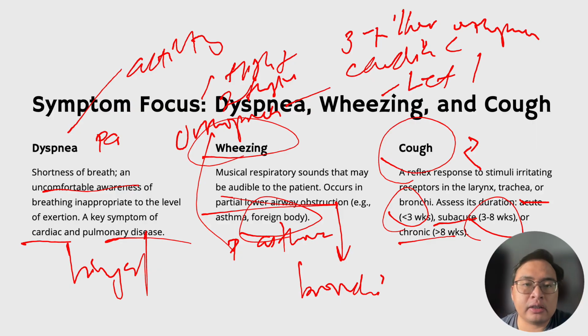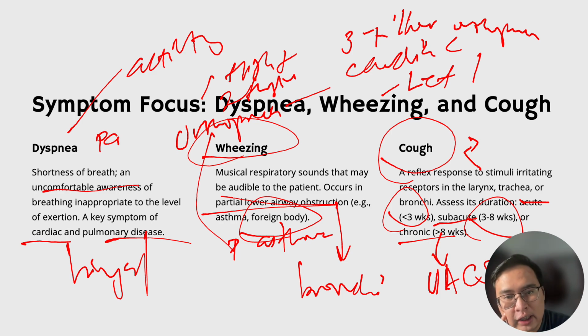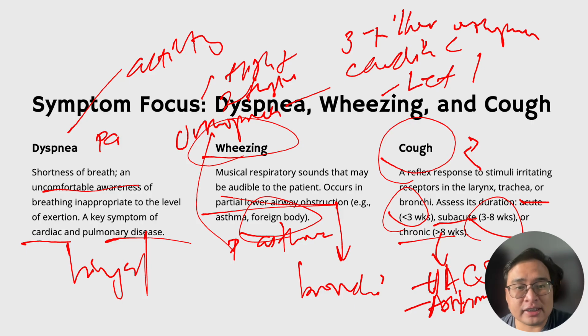So the differentials there are allergic rhinitis, also known as upper airway cough syndrome. This happens when you have postnasal drip, meaning your nasal secretions are dripping backward posteriorly, which irritates your airway, causing you to cough. Okay. Aside from that, it could also be asthma. The cause of the cough could also be gastrointestinal in origin, such as GERD or gastroesophageal reflux disease. Okay. And lastly, it could also be a side effect of a medication.